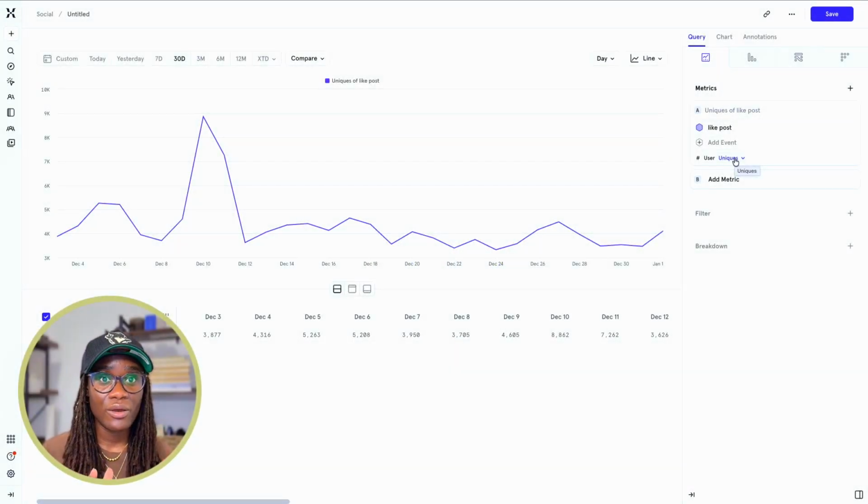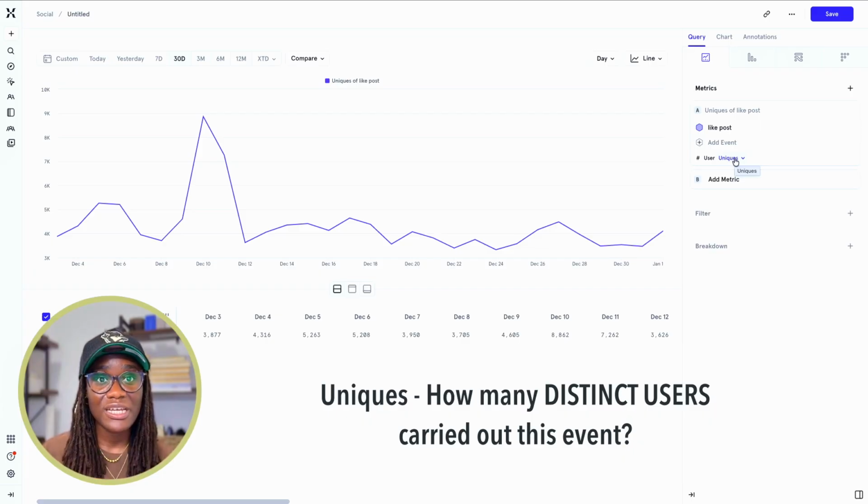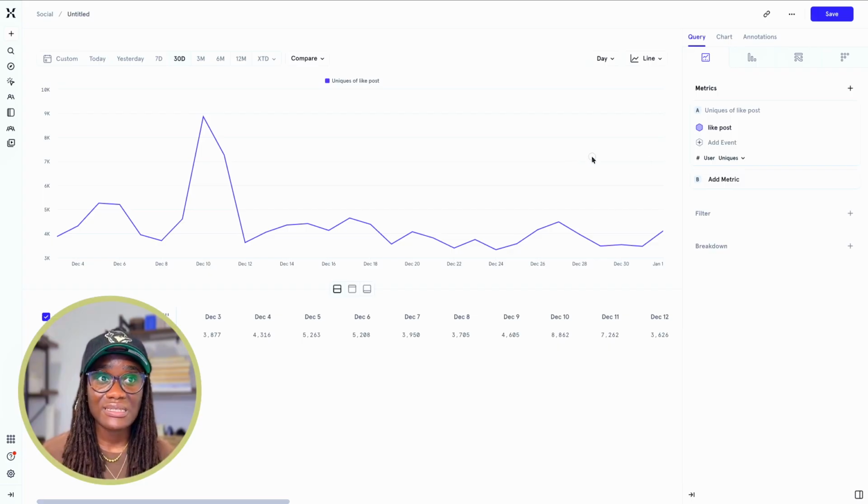That is the first way you can measure an event, uniques. Uniques in Mixpanel explores the unique number of users that carries out this event. So in this example, we're looking at the like post and we're looking at it on a daily basis as a line chart in Mixpanel as a unique. And so the interpretation of this is that every day of this month, this number of unique users are liking a post. That is how to interpret this. So it's a distinct measure of users that like posts.